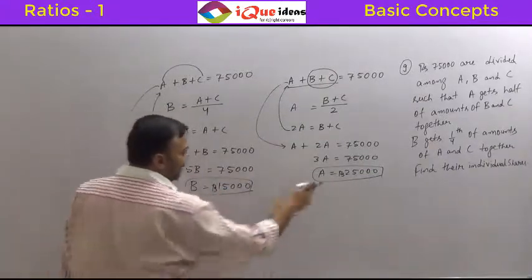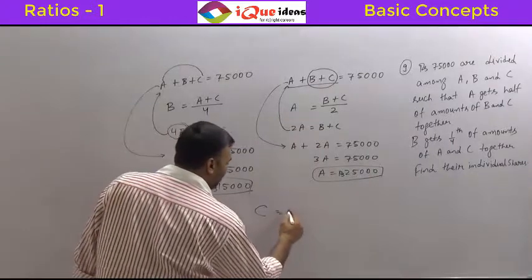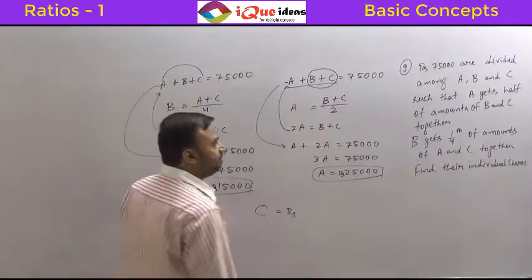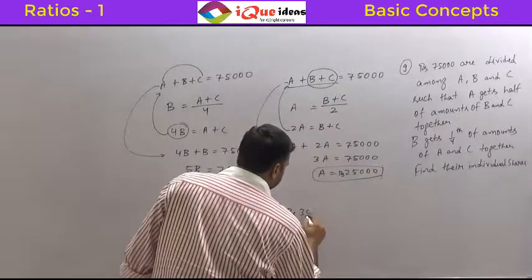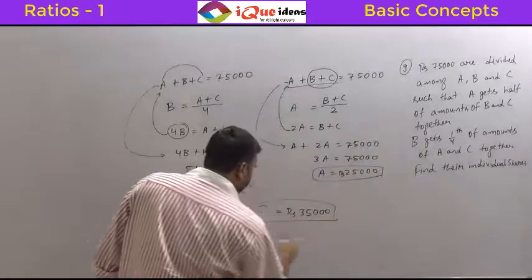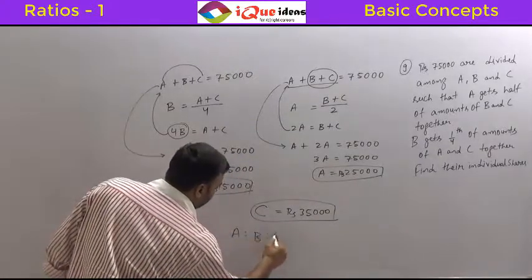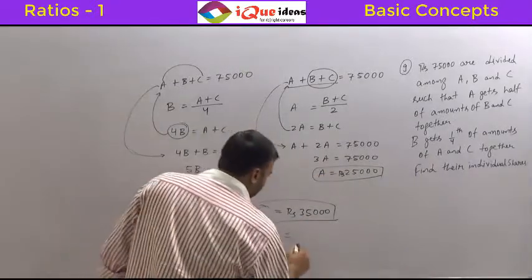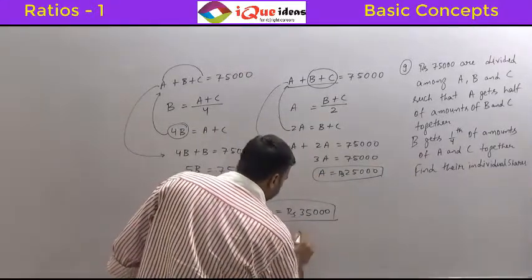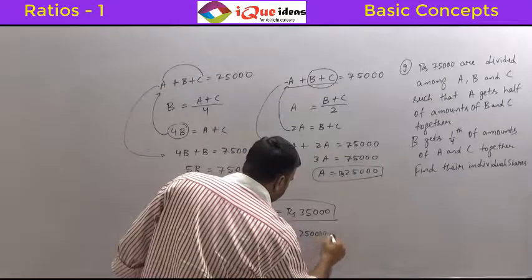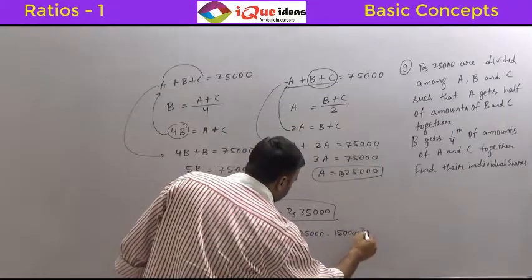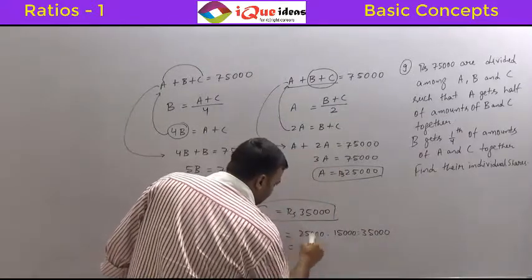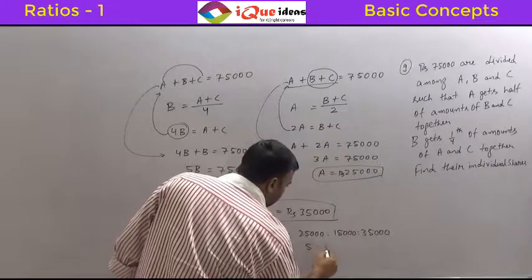Now we have got A and B, so automatically C you can get by subtracting these values from 75,000. Now 15,000 plus 25,000, that is 40,000. So the remaining is 35,000. You can also find the ratio of A, B, C, and that will be equal to 25,000 is to 15,000 is to 35,000. Now zeros will get cancelled, and it will also get cancelled by 5. So 5 is to 3 is to 7.